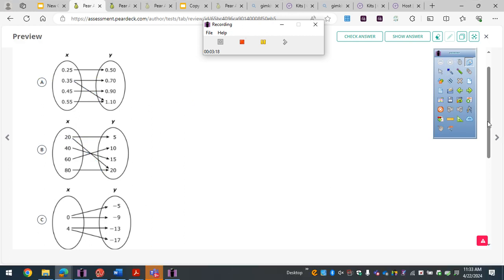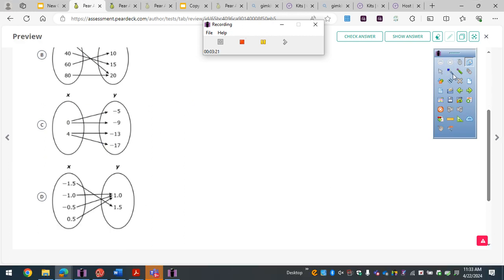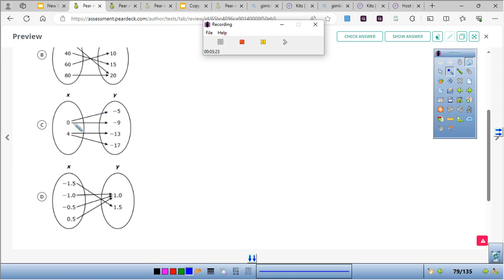Coming over here, not a function because of this right here. Not a function. All these go to 1. These each go to 1. Perfect. It goes to 1. There are no 2 arrows coming out here, and that's your answer for this one.